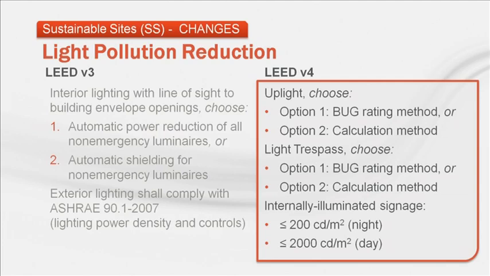For uplight and light trespass, users have 2 options to select. Users don't have to use the same method for compliance. The first option is the backlight uplight glare method, known as BUG, defined by the Illuminated Engineering Society. The second option is to use the calculation method. For internally illuminated signage, this credit defines maximum allowable luminance for both nighttime and daytime hours. This is all I want to cover for sustainable sites.